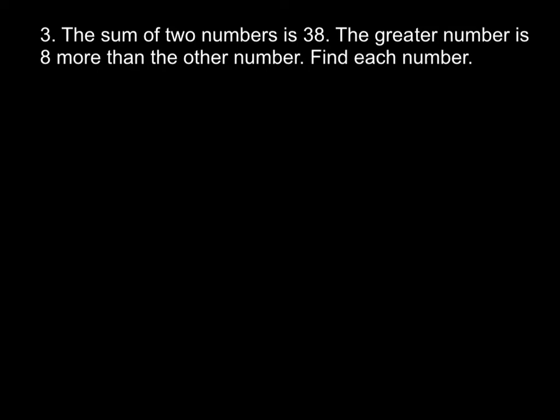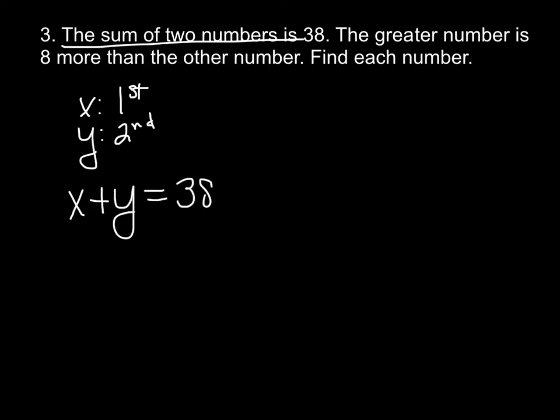Example number 3. The sum of two numbers is 38. The greater number is 8 more than the other number. Find each number. Now this one's pretty easy. So we have two numbers. So I'm going to let X be the first number and Y be the second number. So the first thing we know is that the sum of the numbers is 38. Well, that's an easy one. X plus Y equals 38. The sum of X and Y would be 38.